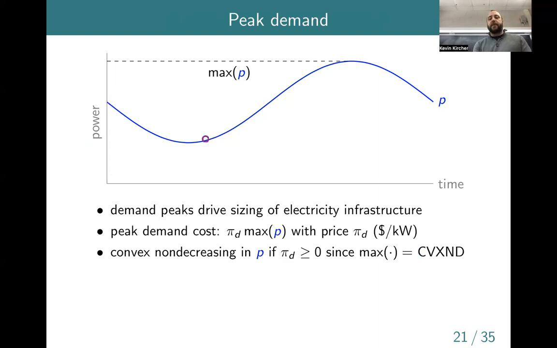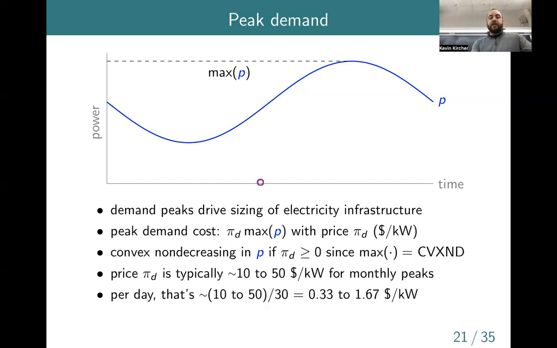So here the blue, you can imagine, I'm just plotting versus time, this could be your electricity demand. And then rather than charging for the energy, which would be the integral, the area under the blue curve, we just charge for the peak, the highest point on the blue curve. And so pi d, the price will be non-negative in general. And so we have basically a non-negative scalar times the max function, which is convex and non-decreasing. So peak demand is cool. It fits nicely within our convex optimization framework.